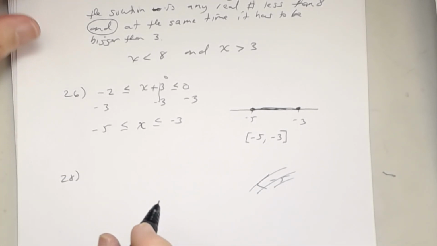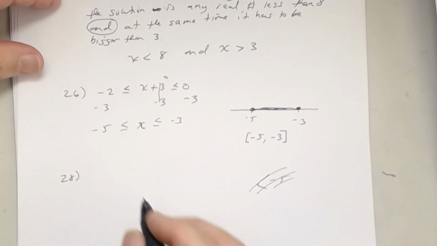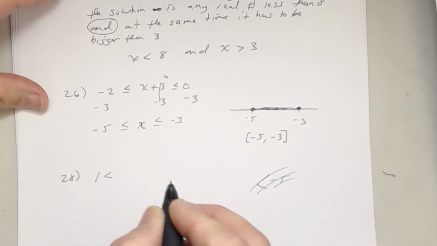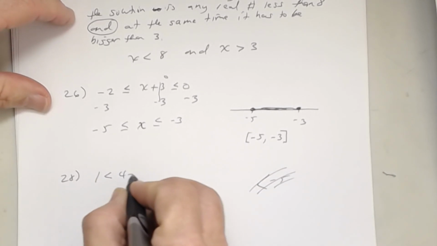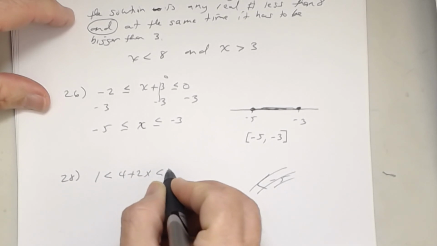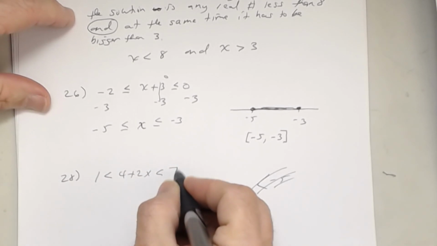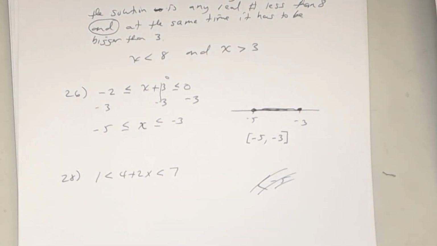All right, 28, you have 1 is less than 4 plus 2x is less than 7. Now what kind of statement is this? What kind of inequality is this? Compound. Because I can rewrite it, I can separate it into an and statement. But don't do that, leave it like that.